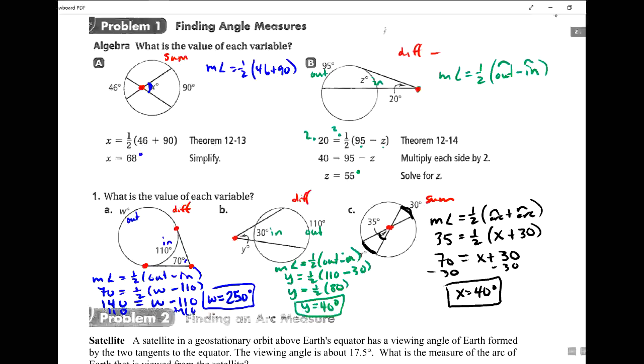And on the last one, our intersection is inside the circle, so I know I have a sum. And so the measure of my angle is 1/2 of my two intercepted arcs added together. My angle is 35. I'm going to do x plus 30, multiply both sides by 2, then subtract 30, and this arc over here measures 40 degrees. All right, those aren't too bad. Just make sure you look for your intersection point, and then find your intercepted arcs and decide whether you need to add or subtract them.